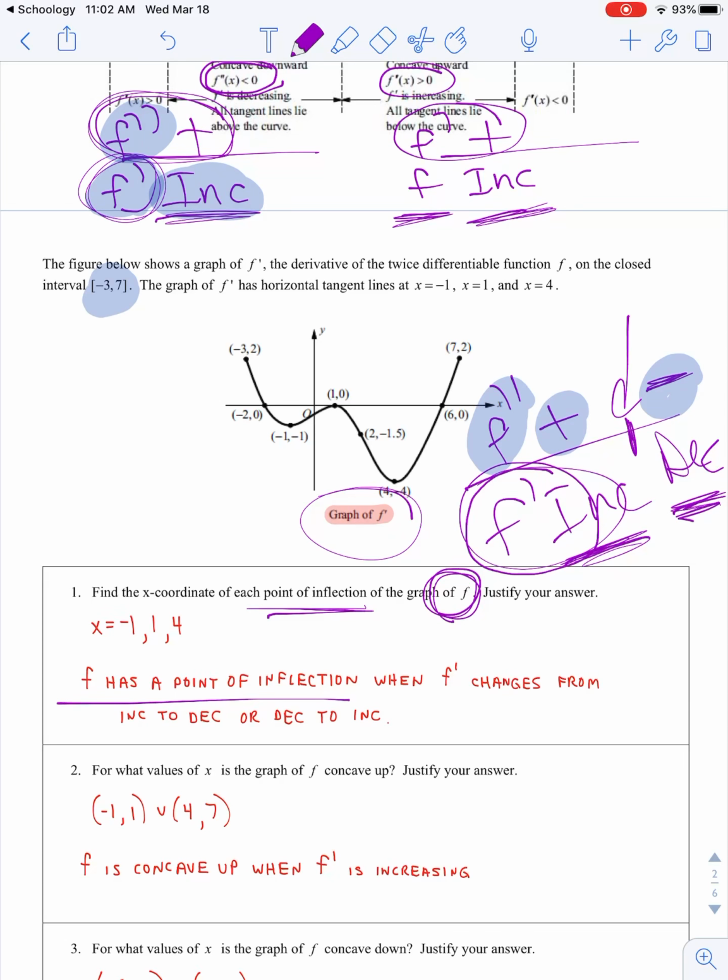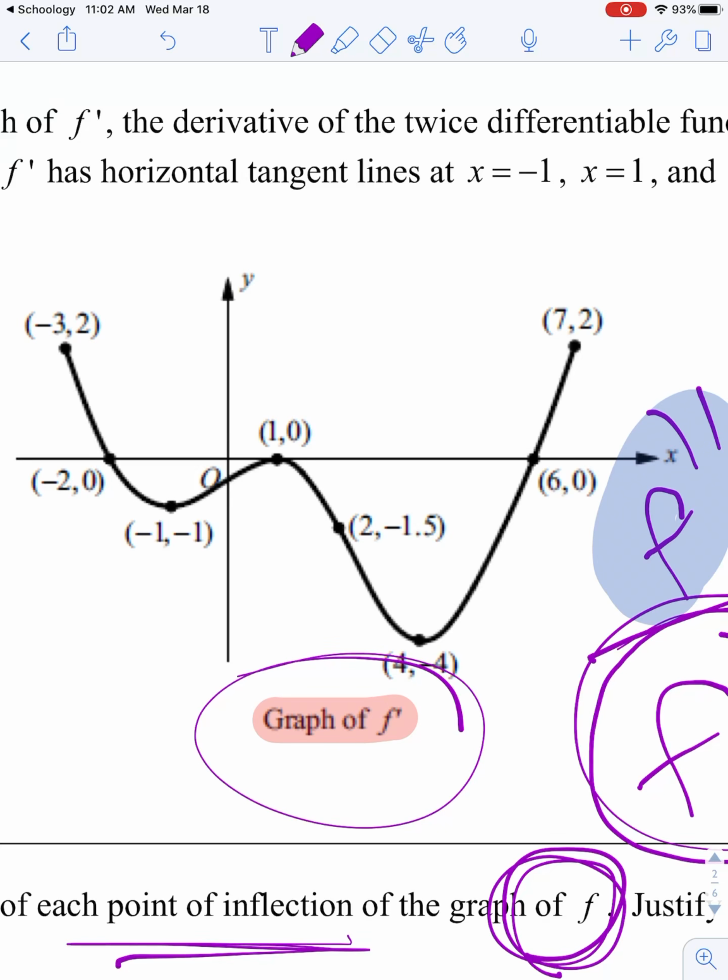The function f will have a point of inflection when the derivative changes from increasing to decreasing or decreasing to increasing. So let's follow this graph. This is the derivative. I'm decreasing, I'm decreasing, I'm decreasing. So right there, the first derivative is decreasing, which means the second derivative is negative, which actually would tell us that the function is concave down.